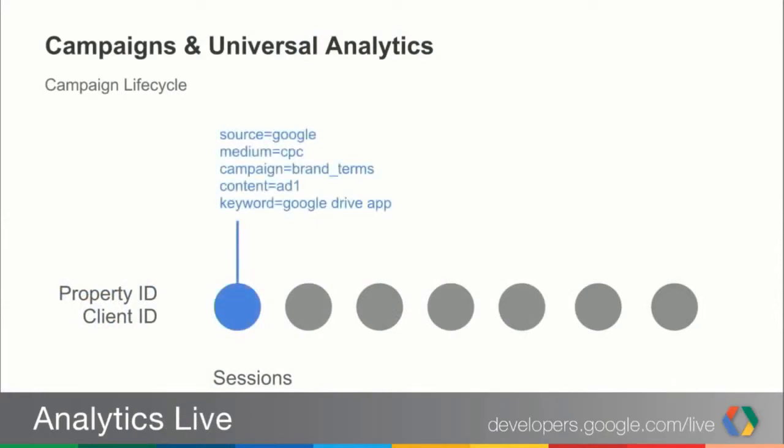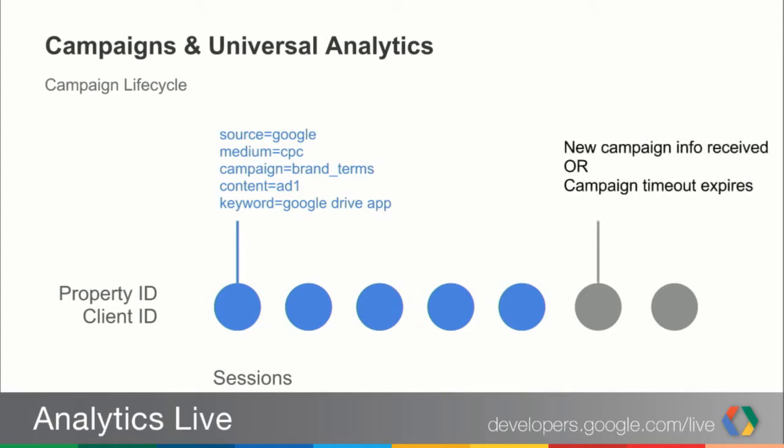So the way this works is once you send campaign information to GA, it's going to stay valid. Every time I come back, as long as I have the same property ID and client ID, and by the way, this will also be true for user ID when that's available, I'm going to keep having my sessions attributed back to this original campaign information until one of 2 things happens. Either there's new campaign info received, so if I click through on another ad, for example, and I come back, or the campaign timeout period expires.